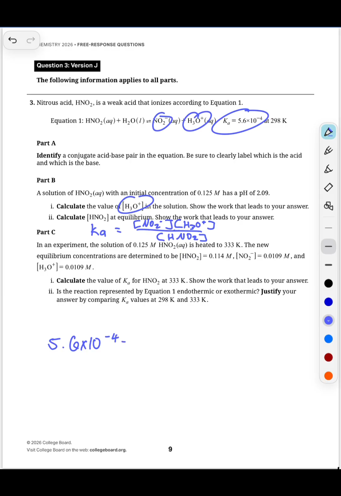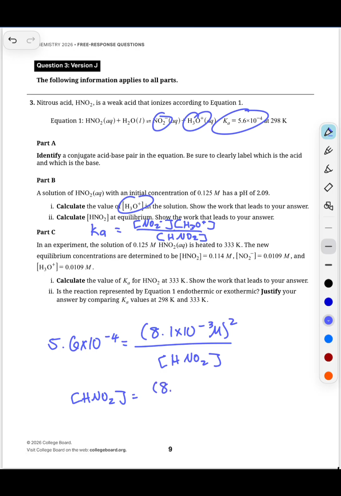So then our K value, which is given to us already, is 5.6 times 10 to the negative 4, which is equal to the 8.1 times 10 to the negative 3, and then that's going to be squared. We then are dividing by our unknown, which is the original acid, which is what we're solving for. So then we rearrange this. And then once we simplify, we get 1.17 times 10 to the negative 1.